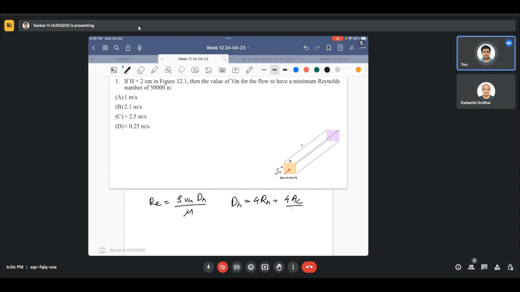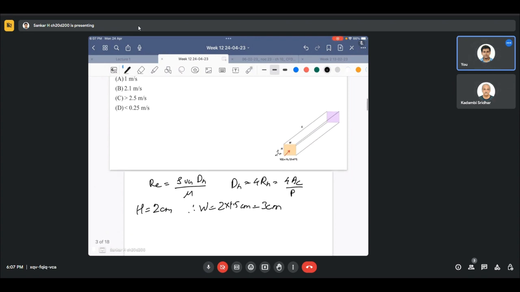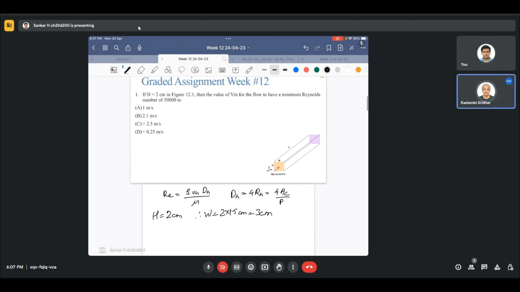Therefore we get the hydraulic diameter to be 4 into 3 times 2 divided by the perimeter, which is 2 times 3 plus 2. When we solve this, I think we'll get the answer to be 2.083 meter per second. Therefore the correct answer is option B.